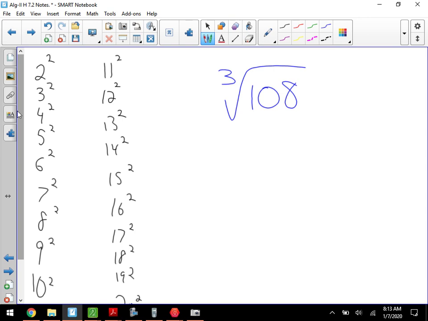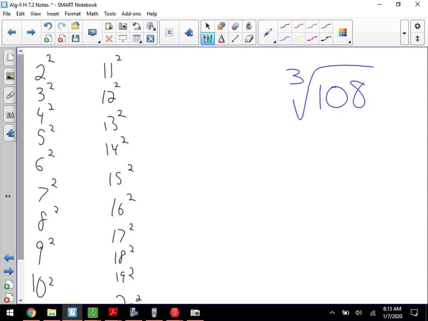All right? When it comes to the perfect cube, usually you can get away with the first few. What's 2 cubed?